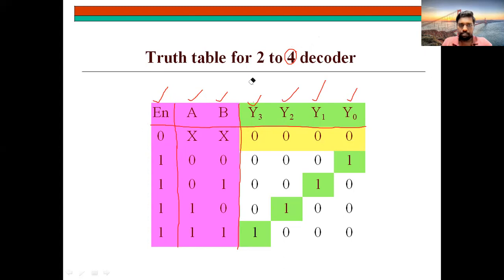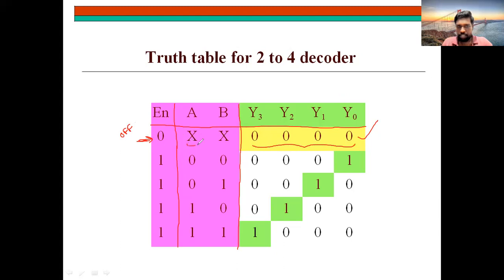Now let me clear this. Okay, now if you see here, when enable is equal to 0, the circuit will be in off state. Because it is 0, it is in off state, so the circuit won't generate any output. That's why the output column is all 0. You won't get any output, all the outputs are 0, because the circuit is in off state.